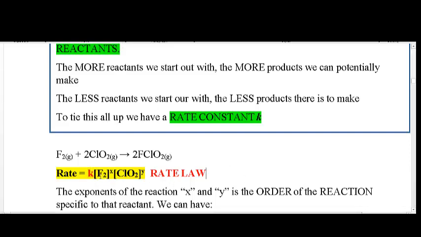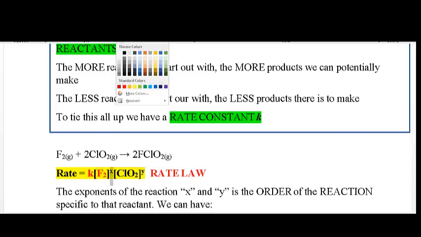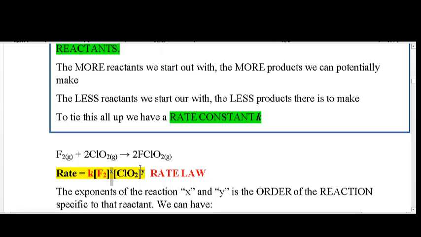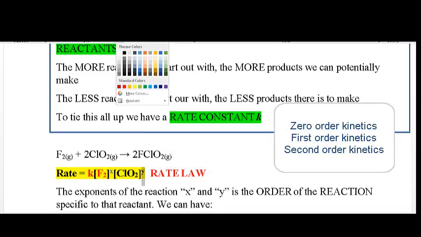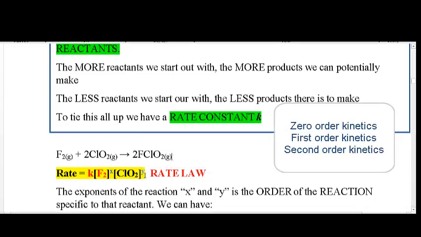Times the initial concentrations, dependent upon how the reactants decay. So K is your rate constant times the initial concentration of F2 raised to the order x. So that's what you have to find, the order of the reaction. Will fluorine F2 decay with zero order kinetics? Will it decay with first order kinetics? Or will it decay with second order kinetics? Times the initial concentration of ClO2, how much of that you started out with, its concentration raised to the power of order y. So again, will ClO2 decay with zero order, first order, or second order kinetics?